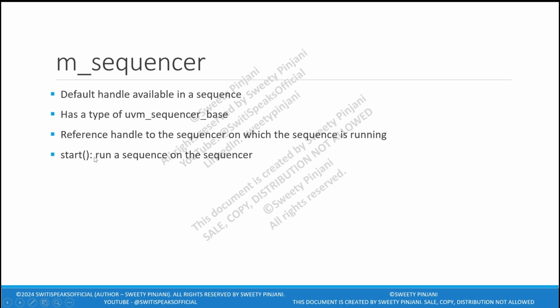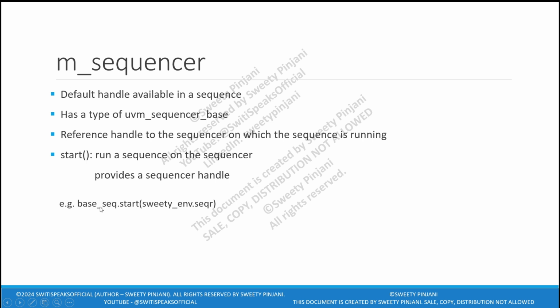Then there is a start method. What this start method does is it will run the sequence on the sequencer. Sequence runs on the sequencer. And sequencer passes the sequence items received from the sequence to the driver. But the sequence is going to run on the sequencer only. When you call the start method, then the sequence is going to run on the sequencer. And it also provides a sequencer handle. Start method does two things. It runs the sequence on the sequencer and it provides a sequencer handle.